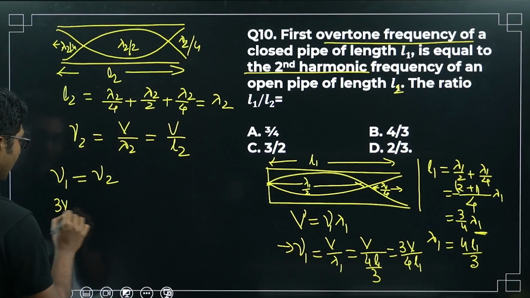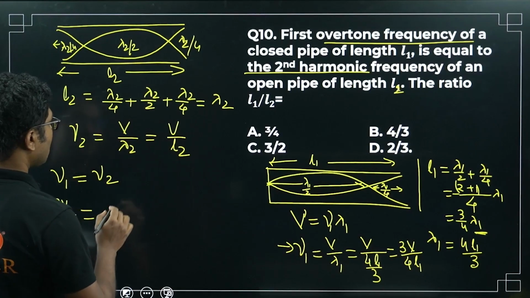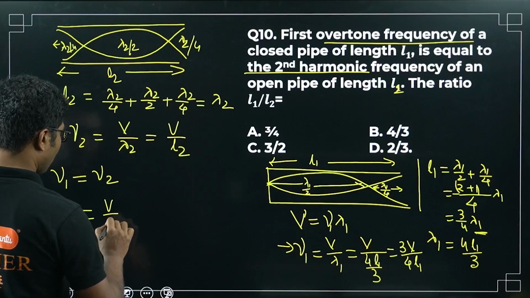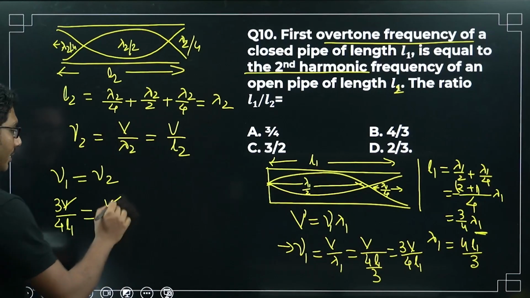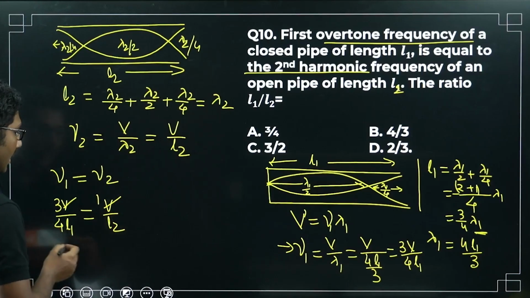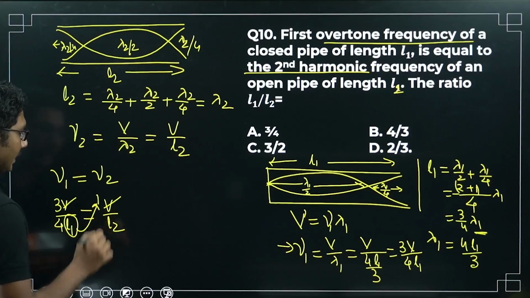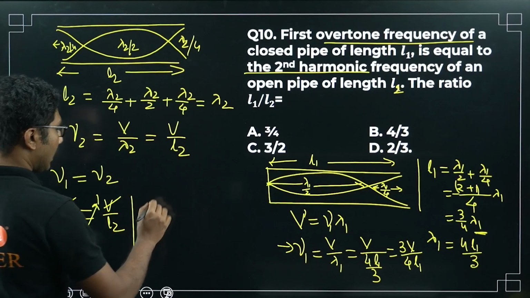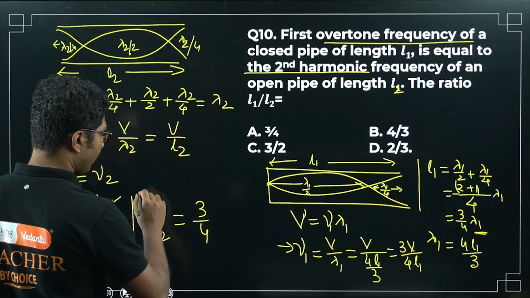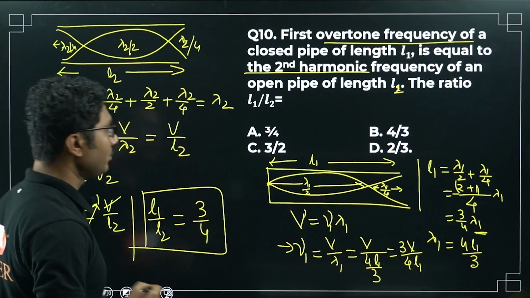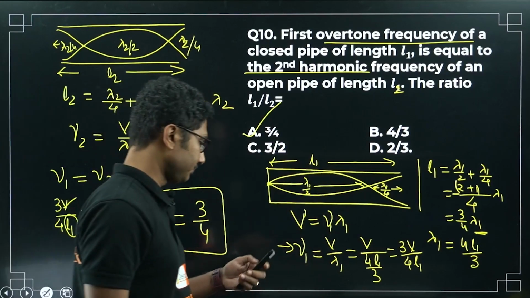3V by 4L1 equals V by L2. So V cancels. We are trying to find L1 by L2, right? So what is beneficial for us? Take this L1 to the other side, then we will get L1 by L2 equals 3 by 4. So L1 by L2 is 3:4 or 3 by 4. Okay, so this is the correct answer.